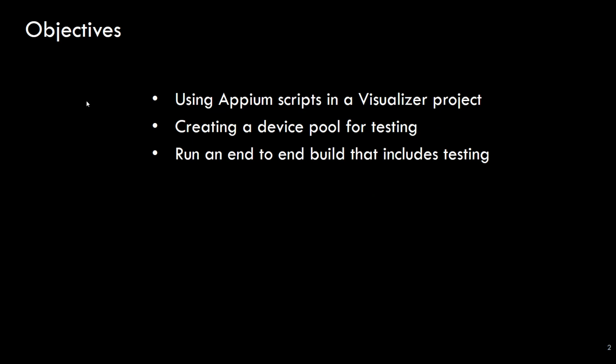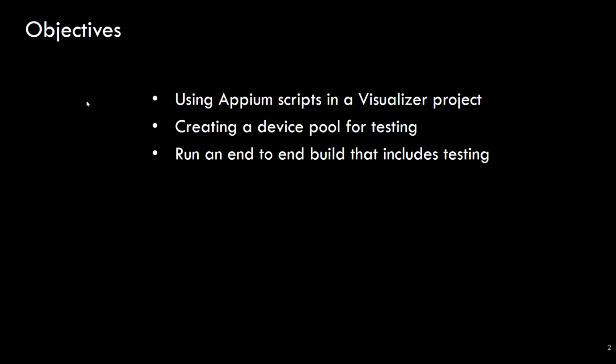Here's a quick list of objectives. In this video, we will learn where to place our Appium test scripts in our Visualizer project. We will learn how to add a testing pool to an existing App Factory project, and how to run a project with a set of Appium test scripts on the Device Farm. This video assumes you've configured an App Factory project and you have submitted your first build job to the App Factory.